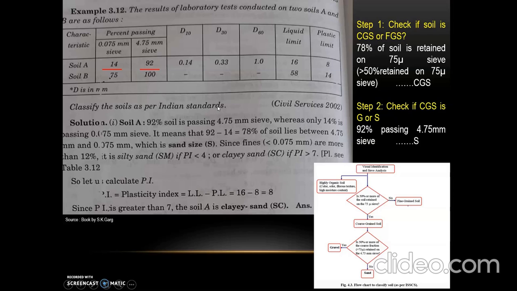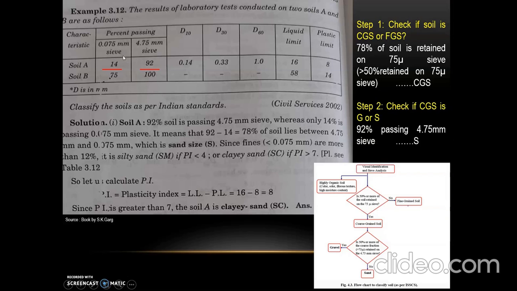So in previous slides we already have learned that to begin with we will have to classify the soil as either coarse grained or fine grained soil. That means we need to check if the soil is coarse grained soil or fine grained soil. So in order to find whether the soil is coarse grained or fine grained, we need to check how much percentage of the soil is retained on 75 micron sieve.